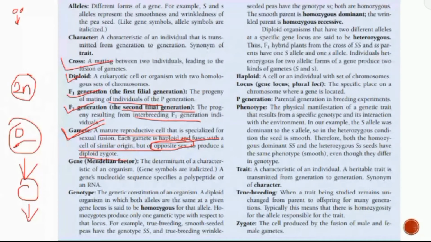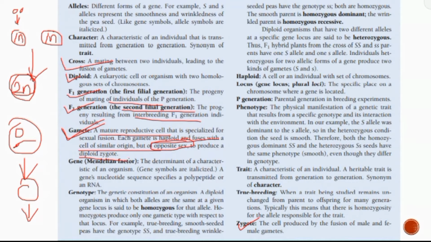It will lead to the formation of diploid zygote. Each gamete, like the final cell that will be produced after the fusion, the final zygote, will be diploid. But initially these gametes are haploid. That is, they are containing only one set of chromosomes. समझा? ये 1n होगा और ये 1n होगा and it will lead to the formation of a diploid zygote.